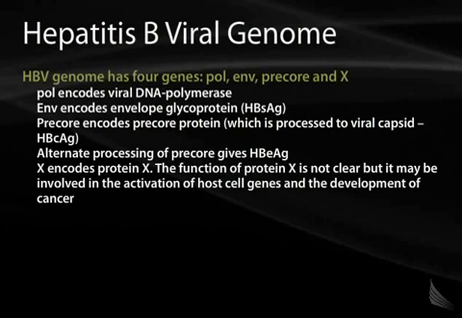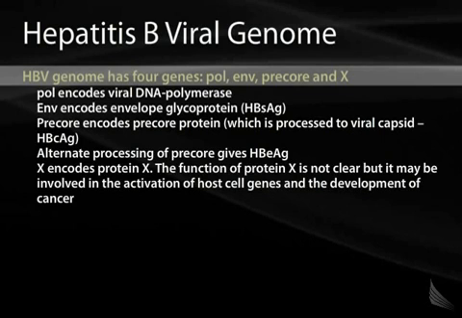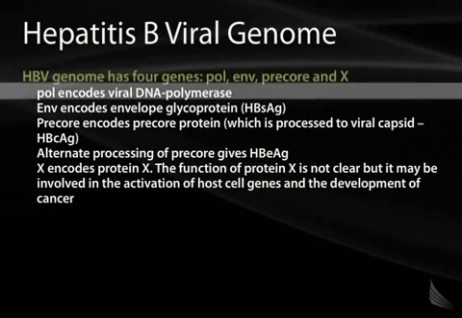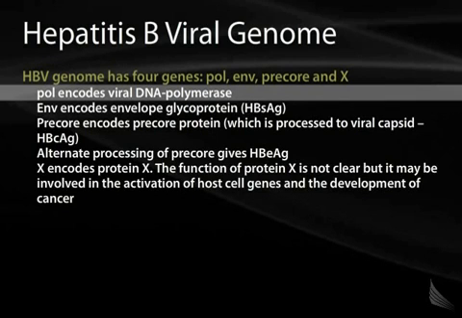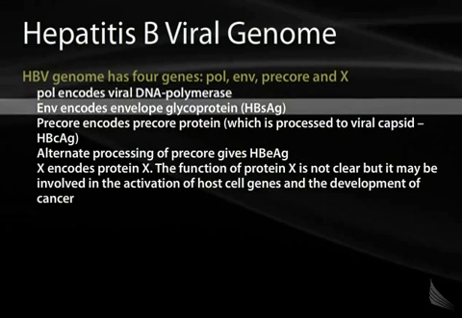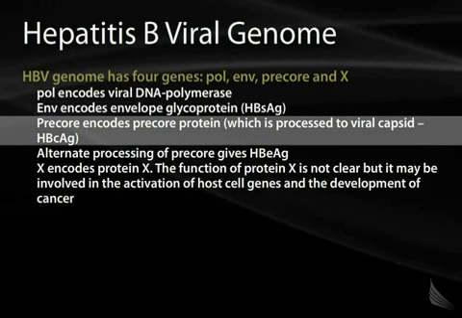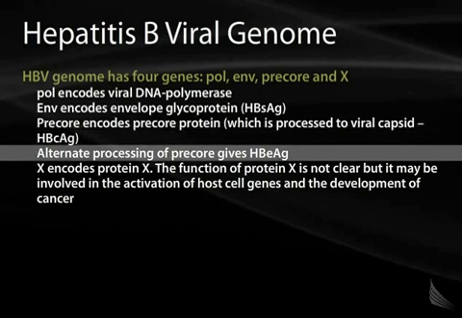Hepatitis B genome has 4 genes: polymerase, envelope, precore, and X. Pol, as you might imagine, encodes the viral DNA polymerase. Envelope encodes the envelope glycoprotein, which is the hepatitis B surface antigen. Precore encodes the precore protein, which is processed to the viral capsid to be hepatitis B core antigen. Alternative processing of precore gives also the hepatitis B E antigen.